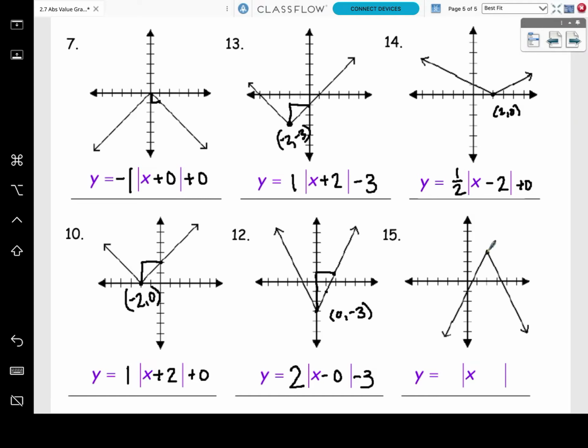Did you get that for 14? Good job. So, 2, 3. And slope of this side. Looks like a slope of -2 there, I think. All right, do we agree? Or did I make a mistake? Let me know if I made any mistakes.